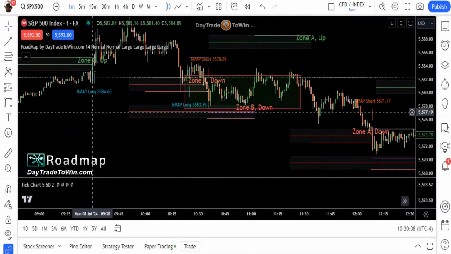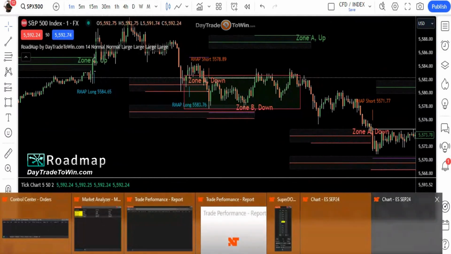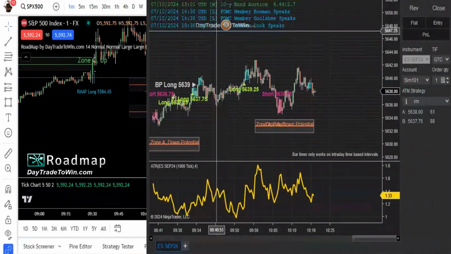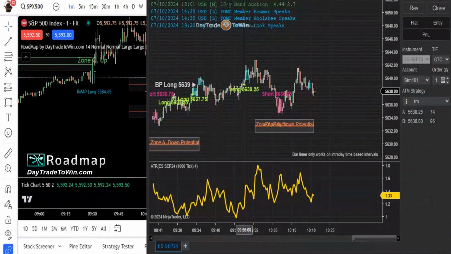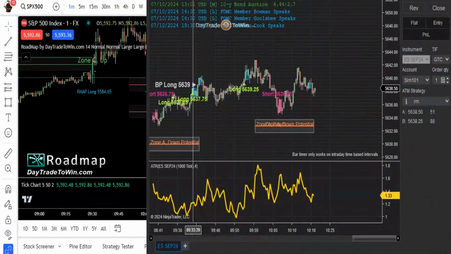We have an economic calendar indicator available for NinjaTrader. Let me just give you a little glimpse of it. Here it is, right here. So it shows you the high impact, low impact, and medium impact events that are coming out. This is just to give you an idea of what you can expect.